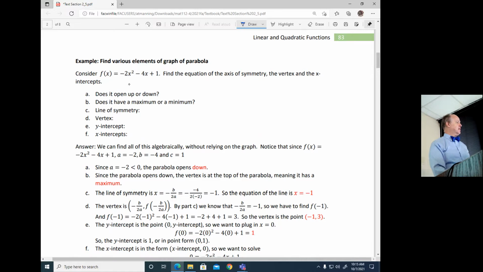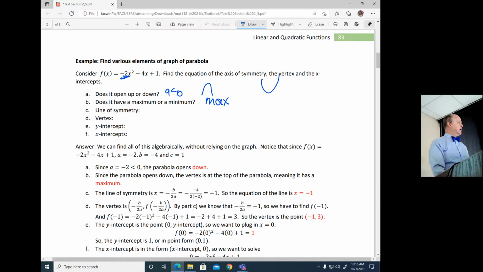Does it open up or down? Down, because a is negative. So a less than 0, it opens down. It's going to look like that. Does it have a maximum or minimum? Well, duh. If it opens down, that means it has a maximum. When it opens up, it has a minimum.